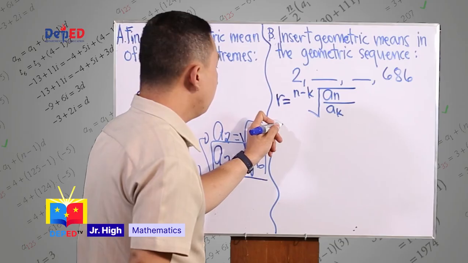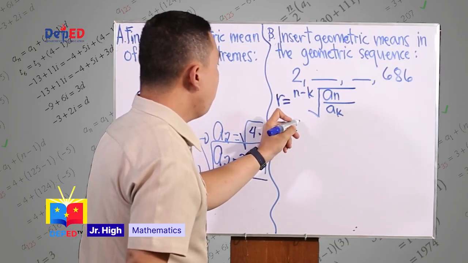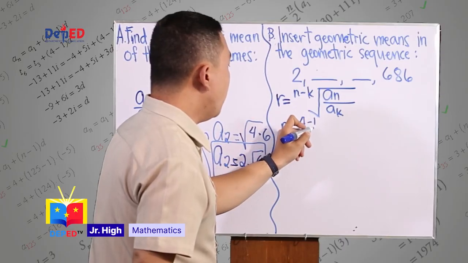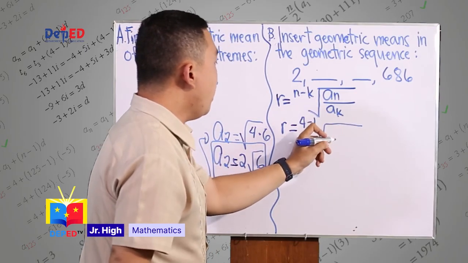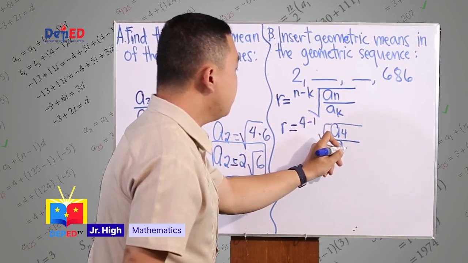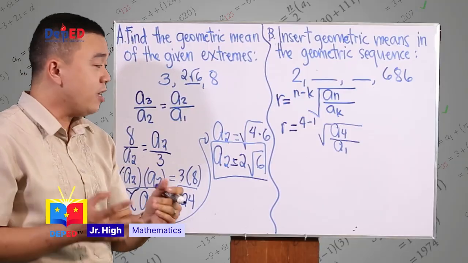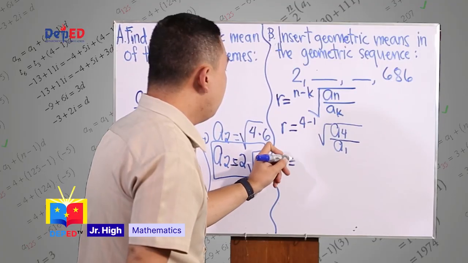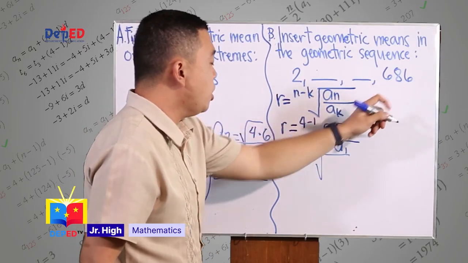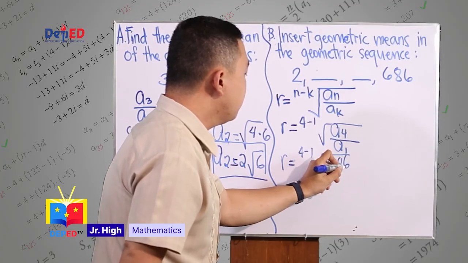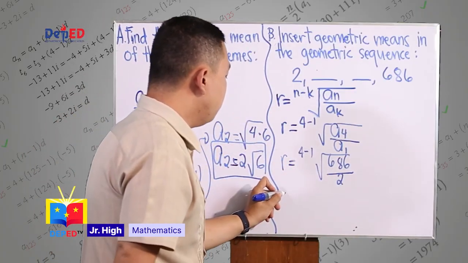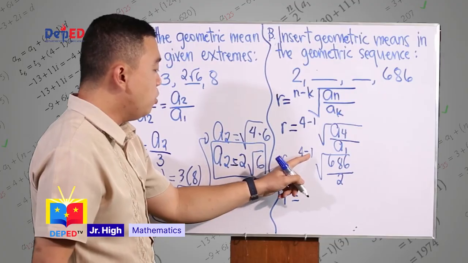So r is equal to, our n again is 4 minus 1, and the root of a sub n, we will use the value a sub 4, and our a sub k is a sub 1. Next, we will have r is equal to 4 minus 1, and the root of a sub 4, our fourth term, is 686, divided by our a sub 1, or the first term, which is 2. Moving on, we have r is equal to 4 minus 1 is 3.